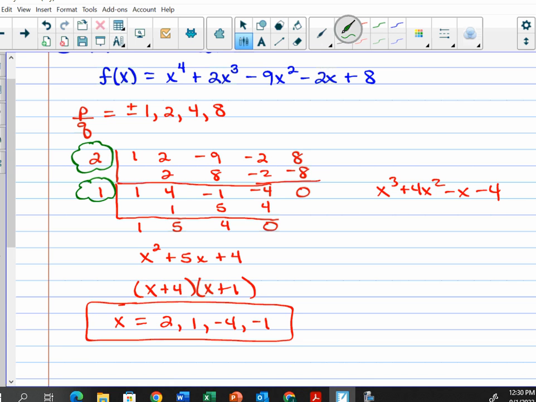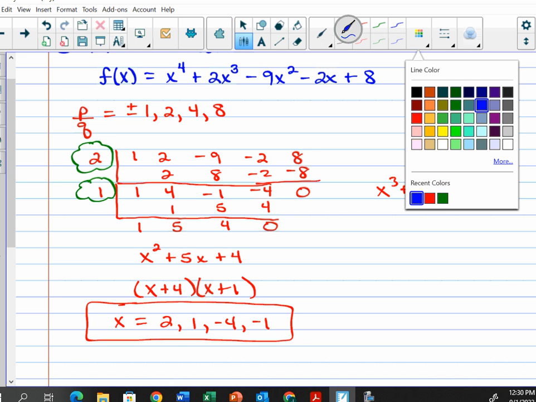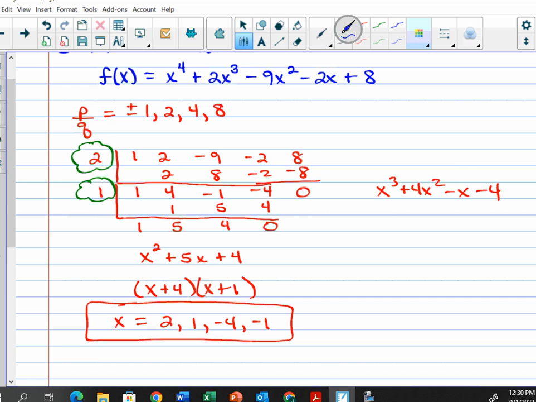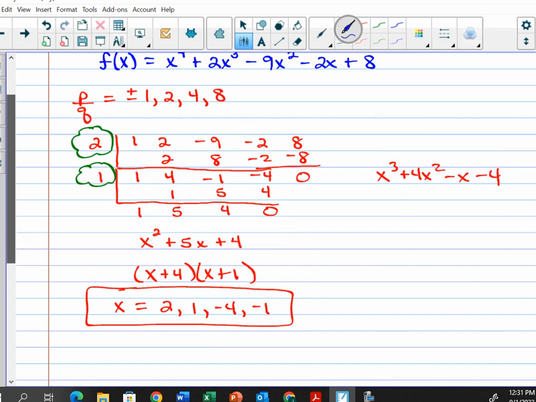Okay. Let's try again. Make sure everybody's got this written down. I'll give you a new one. So you know what to pick from to try for synthetic division. I mean, you're still guessing, but at least you're only guessing from 8 numbers instead of unlimited numbers. That's very true. Helps a little bit.